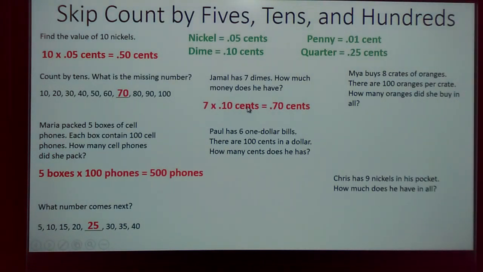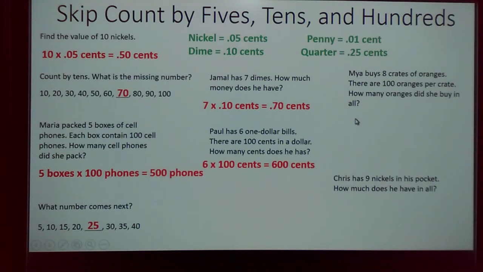Now, look at Paul. Paul has 6 $1 bills. There are 100 cents in a dollar. How many cents does he have? Well, you can say 100, 200, 300, 400, 500, 600, or you can say 6 times 100 gives you 600 cents.